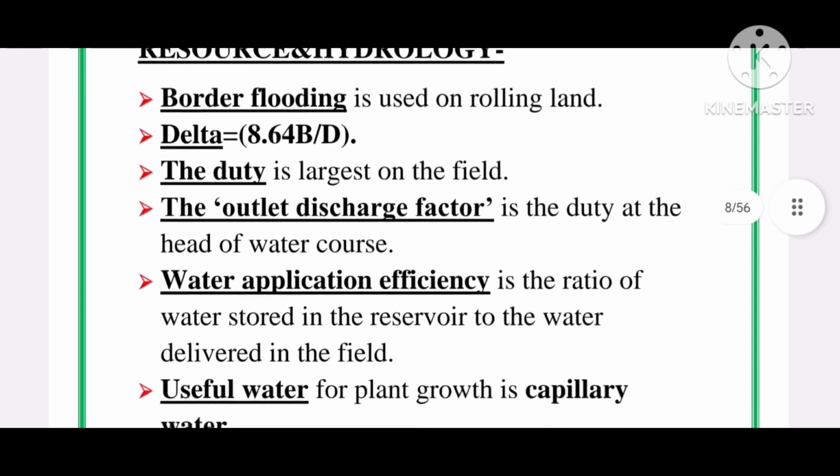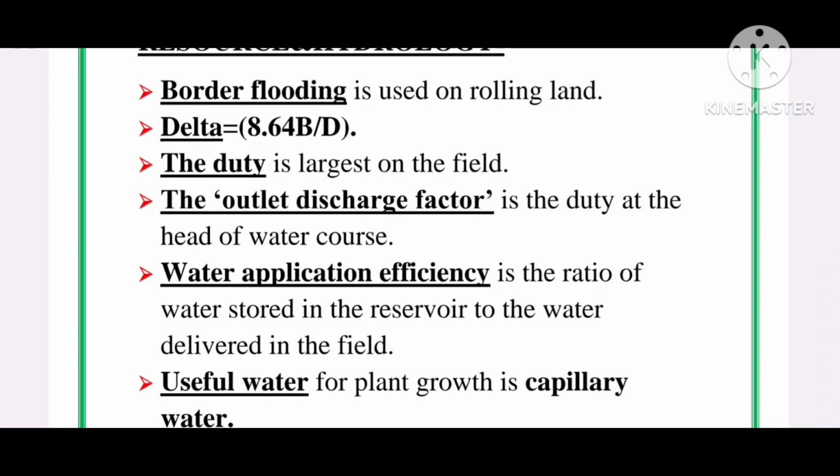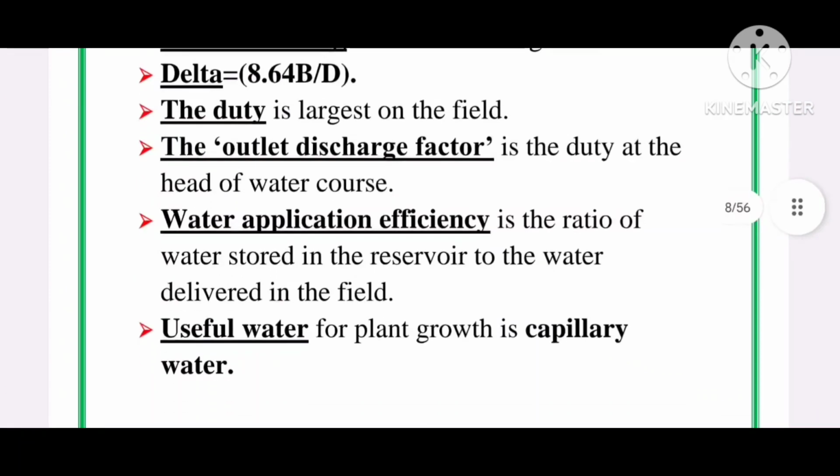Then next point, the outlet discharge factor is the duty at the head of water course. Next is water application efficiency. It is a ratio of water stored in the reservoir to the water delivered to the field. That is called water application efficiency.